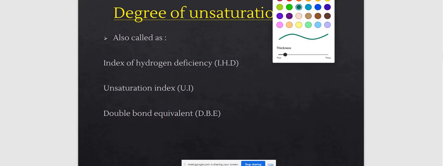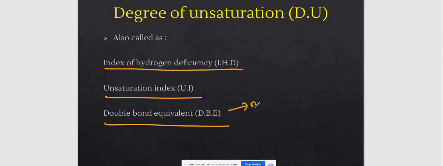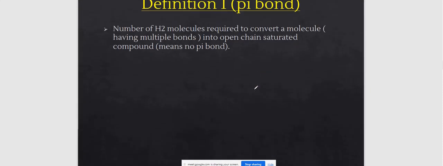It has different names. It is also called index of hydrogen deficiency, unsaturation index, and double bond equivalent. In most of the books, we find double bond equivalent, but there are other names as well. Unsaturation index, degree of unsaturation, hydrogen deficiency index, all mean the same. It has 3 definitions. You have to know the 3 definitions, because in exam we don't know which definition will be helpful to solve the problems, right? We'll see the first one.